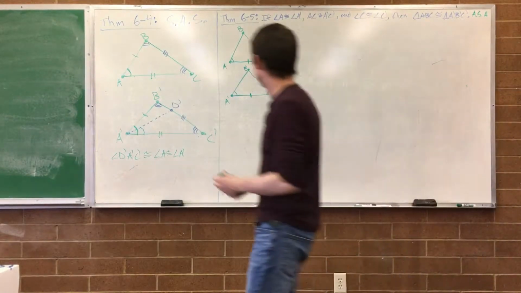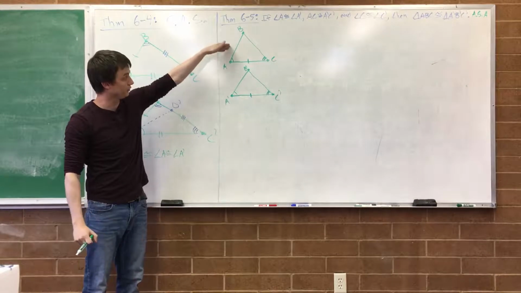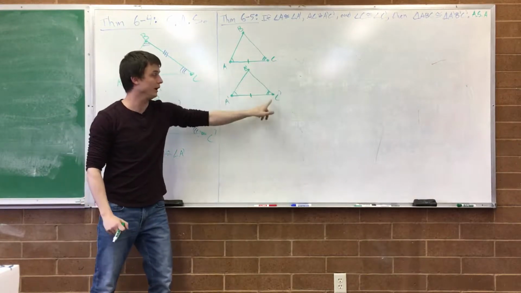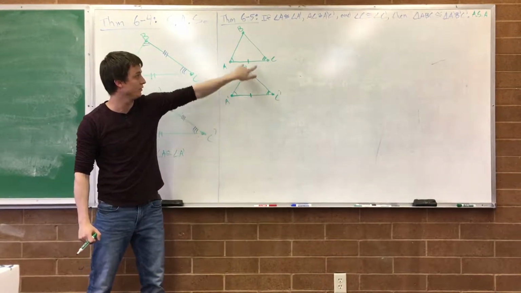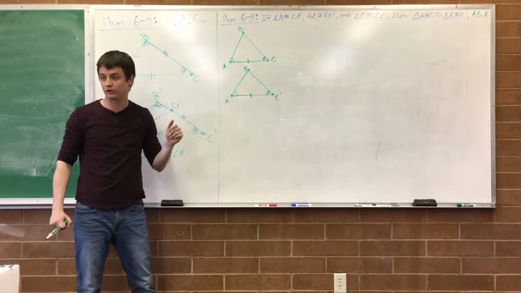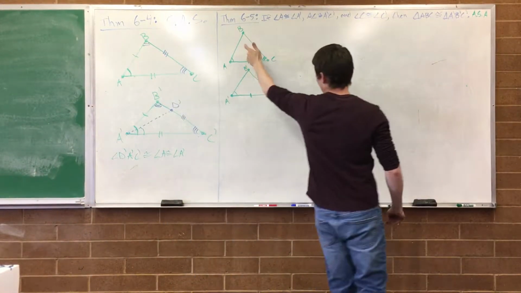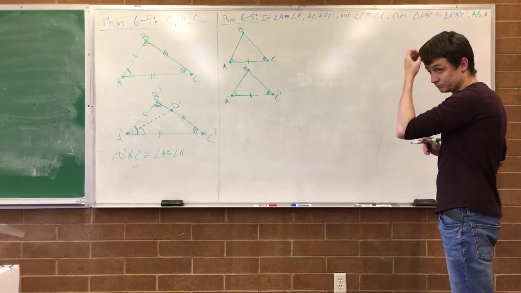The angle-side-angle congruence postulate. So we're saying if we have two triangles with two angles congruent and the side that is involved in both those angles congruent, then these two triangles are congruent. Okay? So that's what we're going to try and prove. We're going to try and prove that this is congruent to this.